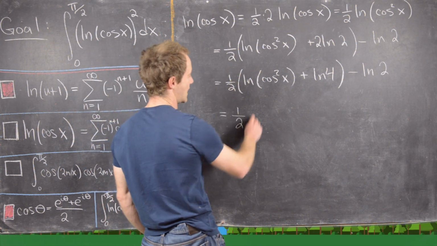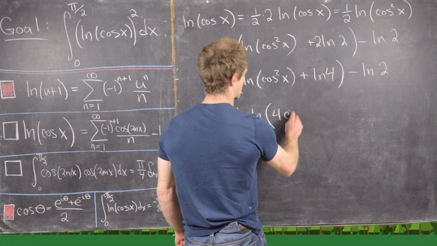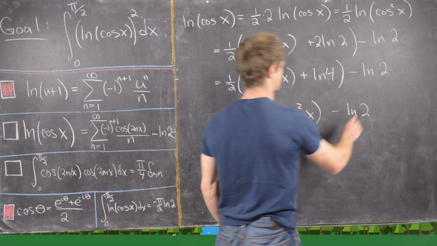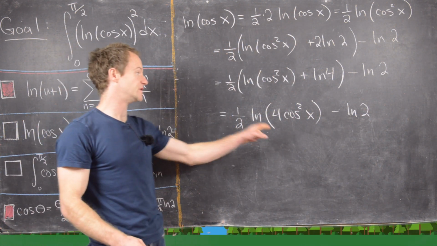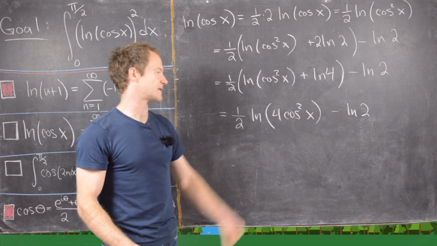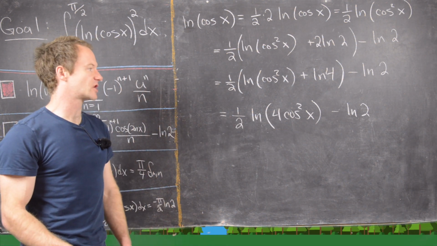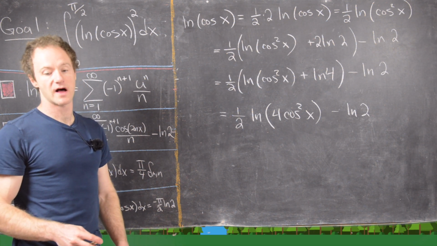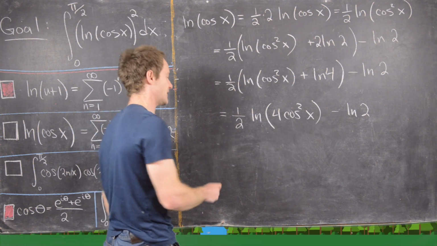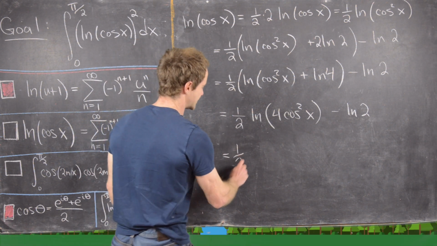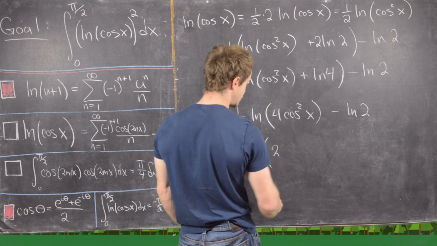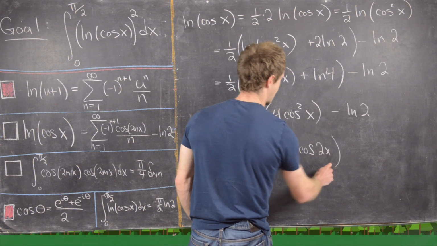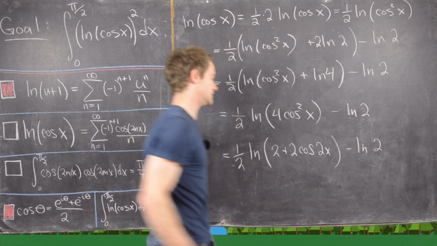So this is going to be 1/2 the natural log of 4 times cosine squared of x, minus natural log of 2. So now from here, we want to use a trig identity. It's going to be this power reducing formula. So we know that cosine squared of x will be 1/2 (1 plus cosine 2x), but the 1/2 and the 4 will cancel in a certain way. And so we'll get 1/2 natural log of 2 plus 2 times cosine of 2x. Now we have minus natural log of 2 still hanging on.